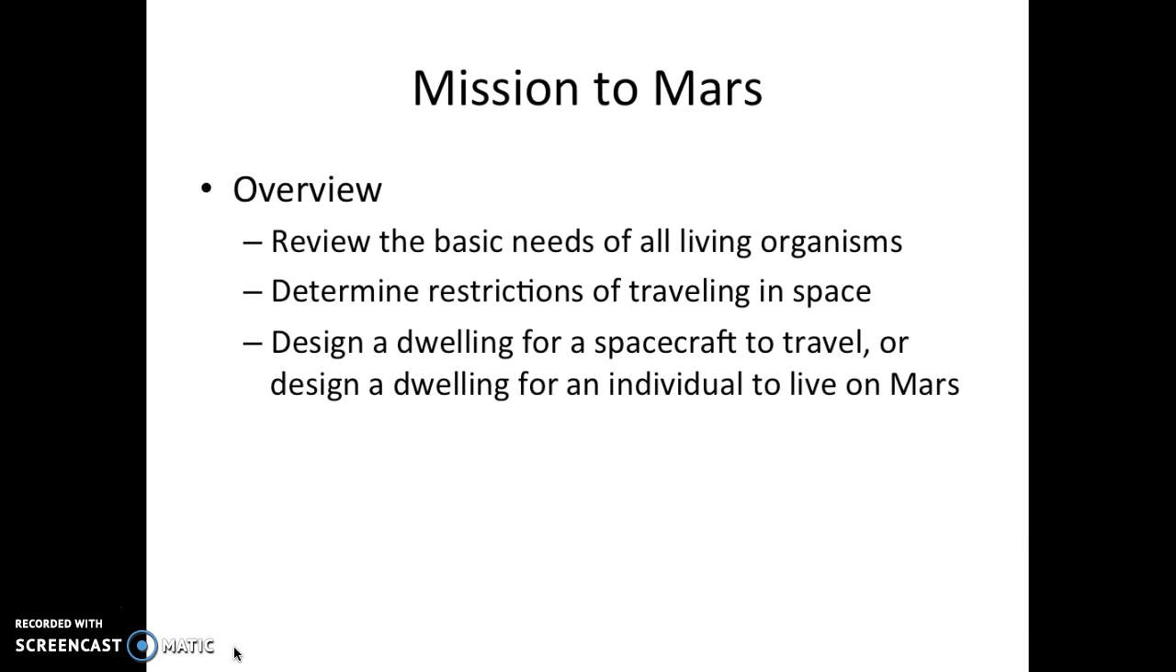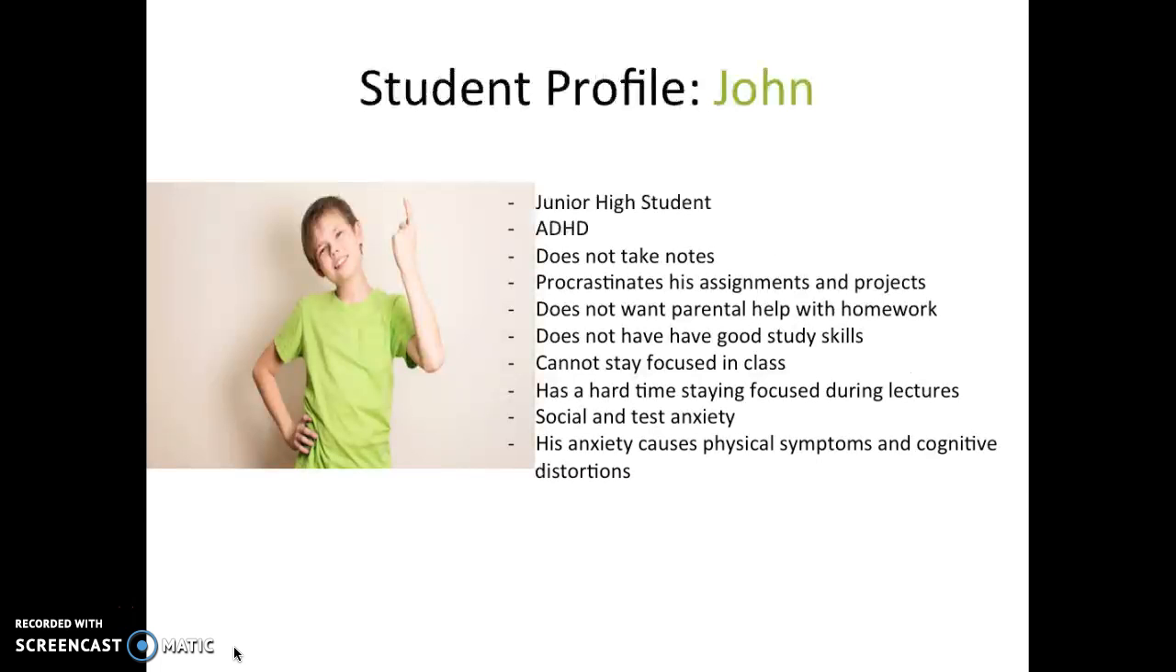Here is a quick overview of the lesson plan the teacher has been assigned to give. In the lesson plan, the students are to review the basic needs of all living things and determine how these needs apply to crew members in a spacecraft and on the surface of a foreign planet. They are also to determine some of the constraints of space travel and how these affect living organisms. They then design a habitat for either a spacecraft to support a trip to Mars or to reside on the surface of Mars. The method for the lesson plan involves lecture, group discussion, group experimentation, and a written assessment.